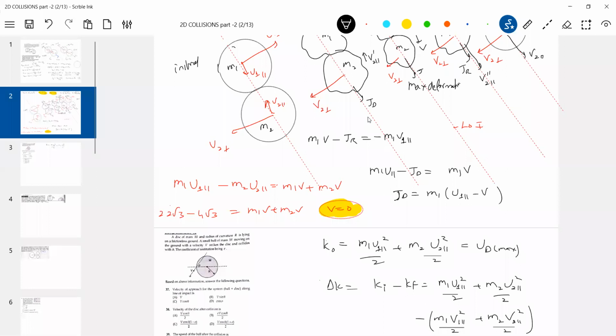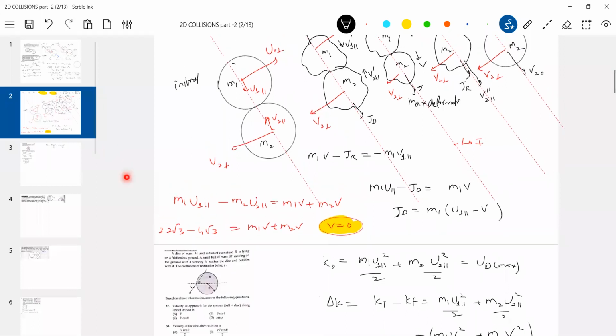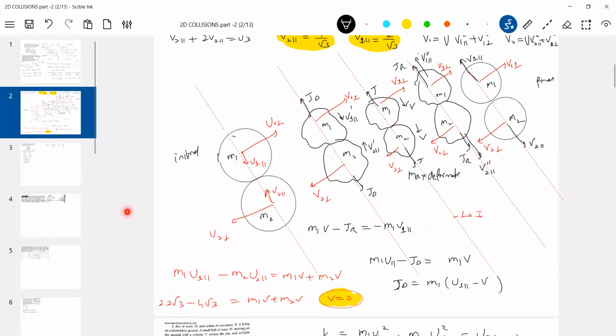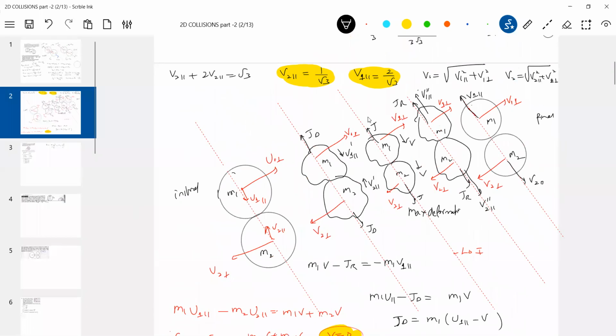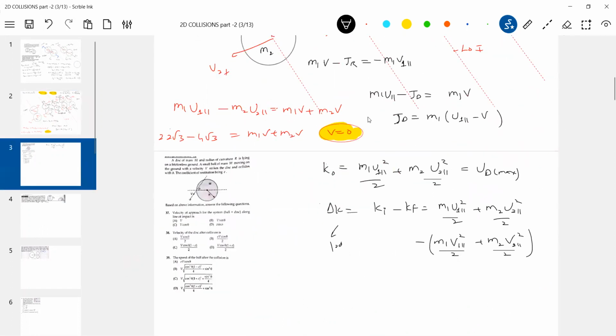Sir, why didn't you bring the perpendicular components? Because the perpendicular components remain the same, no? V2 perpendicular is u2 perpendicular, V1 perpendicular is u1 perpendicular. Only velocities along the line of impact will change in magnitude and direction. So that is what I am taking along the line of impact. This will be the loss in kinetic energy.